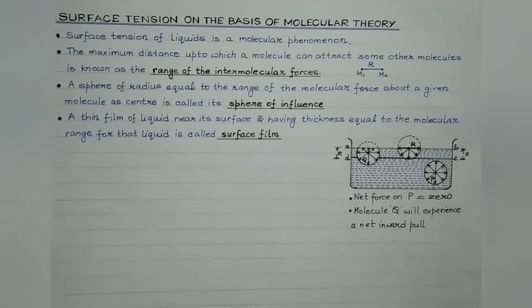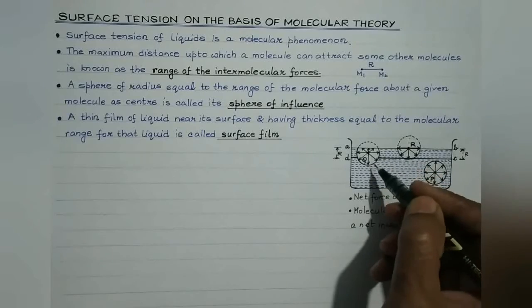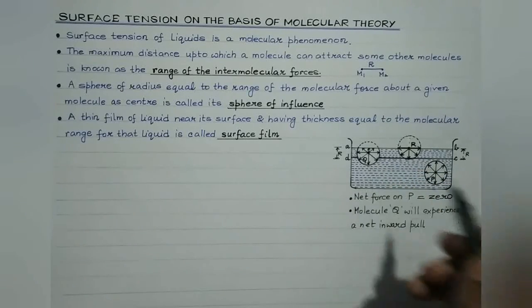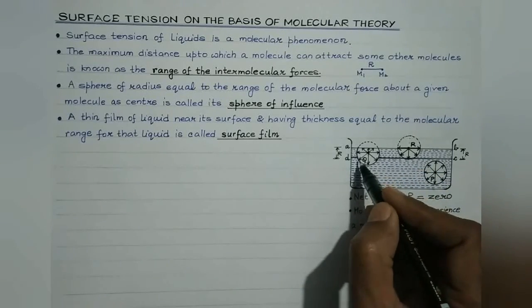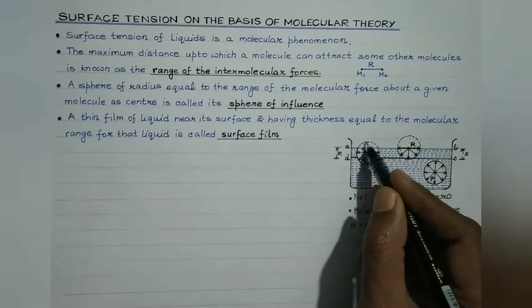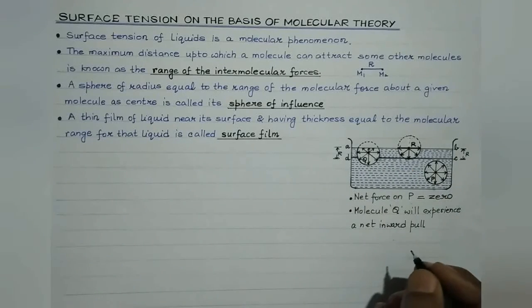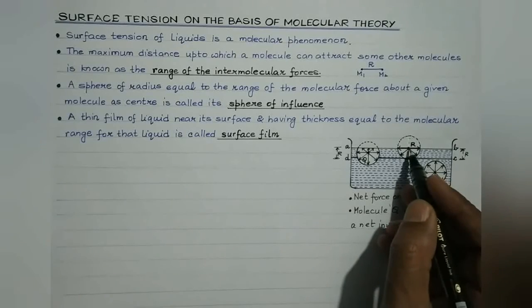It is because more than half of its sphere of influence is below the liquid surface, as is pretty evident from this diagram. This is the portion of its sphere of influence which is inside the liquid, right? And only this portion, a minor portion, is in air. Now let us consider the case of molecule R.